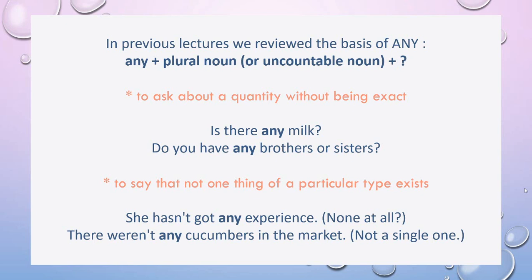Also, we use it to say that not one thing or a particular type exists. For example, does she have any experience? None at all. So no experience, yes or no. There weren't any cucumbers in the market, not a single one, so absolutely no cucumbers. So that's why we use the word "any".